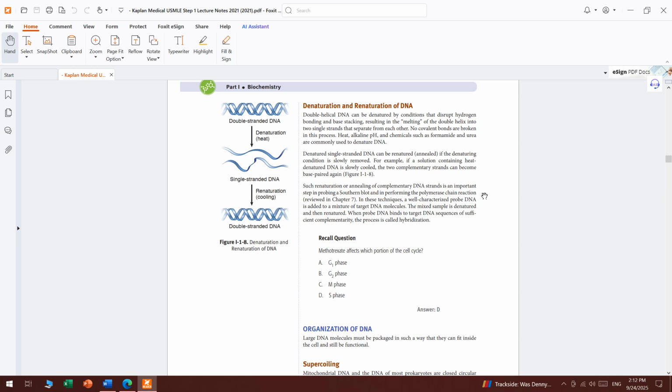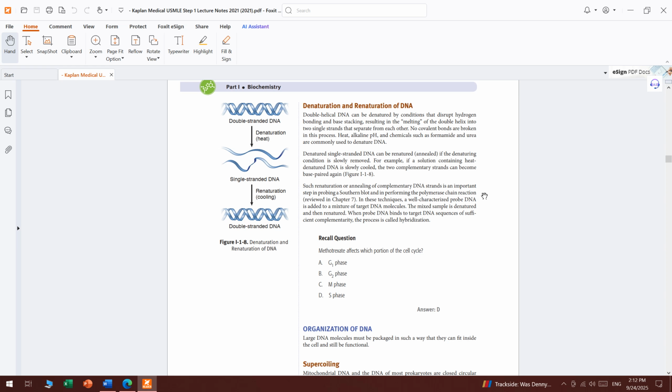Denaturation. Double helical DNA can be denatured by conditions that disrupt the non-covalent interactions holding the two strands together, specifically the hydrogen bonds between base pairs and the stacking interactions between adjacent bases. This process results in the melting of the double helix, causing the two complementary strands to separate from each other. Importantly, no covalent bonds are broken during denaturation.